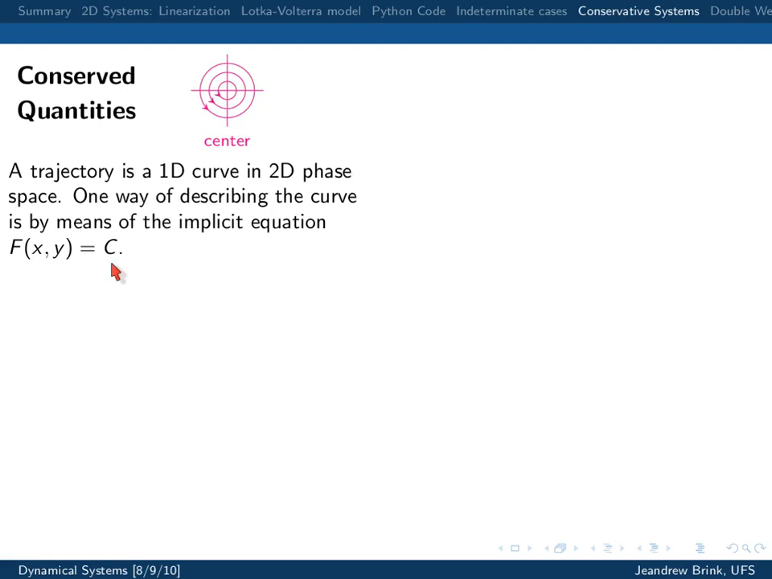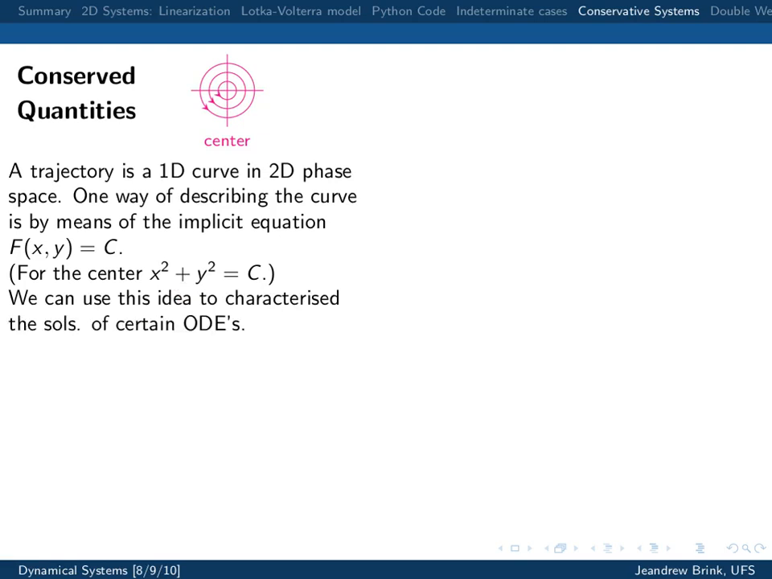And if that curve is closed, you're going to have something like this, even distorted. You're going to have like a contour. And so conserved quantities is basically saying you have an expression like this that remains constant along the trajectory and can be used to describe the trajectory. So, for example, this is just the mathematical example I've said. For the center, it's x squared plus y squared equals a constant. And we use this idea to characterize the solutions of ordinary differential equations. Not all of them, only some of them. But if we can find these functions, then we have a very good and powerful way of describing the solutions.